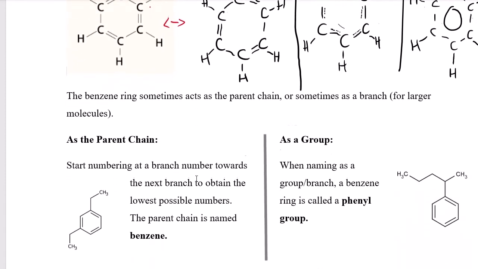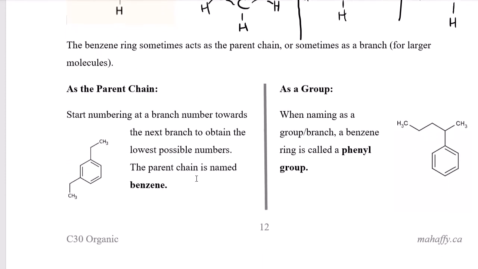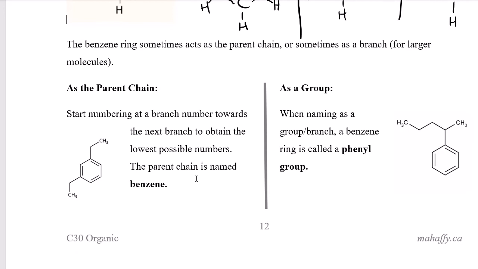Now, how do we name them? So the benzene ring will sometimes act as the parent chain, or it will sometimes act as the branch if it's a larger molecule or one that's a little bit harder to name. So if it's acting as the parent chain, then benzene is going to be the backbone of the molecule, and we can name these things as groups.